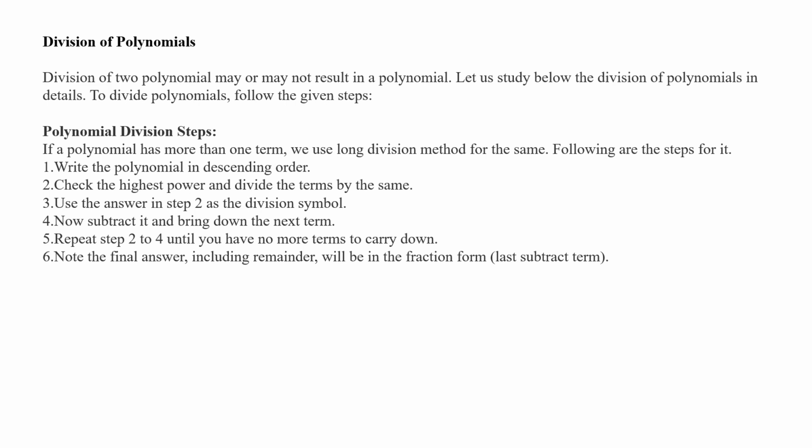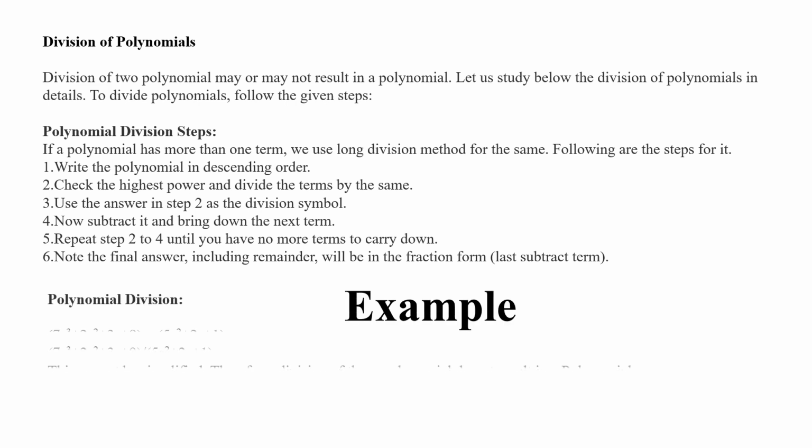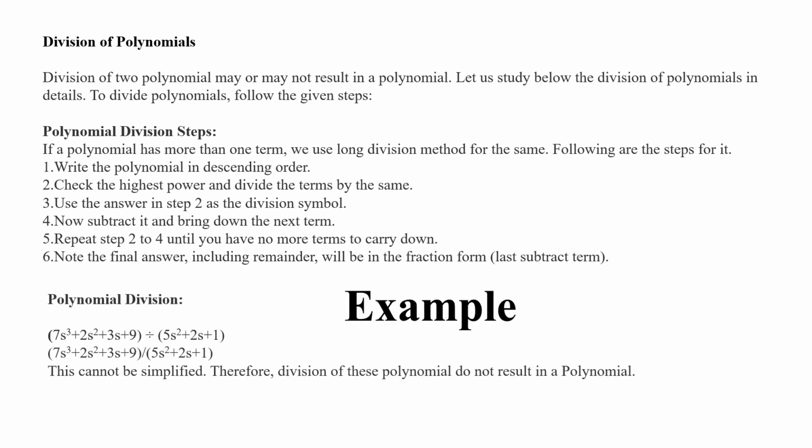X to the power 4 plus 2 maybe, x square plus 2 maybe, x plus 1 maybe. So you will achieve the term, and the last fraction you just subtract. For an example, this is the divisibility term. You have a polynomial expression, two polynomial expressions: 2x cube plus 2x square plus 3x plus 9, divisible by 5x square plus 2x plus 1.